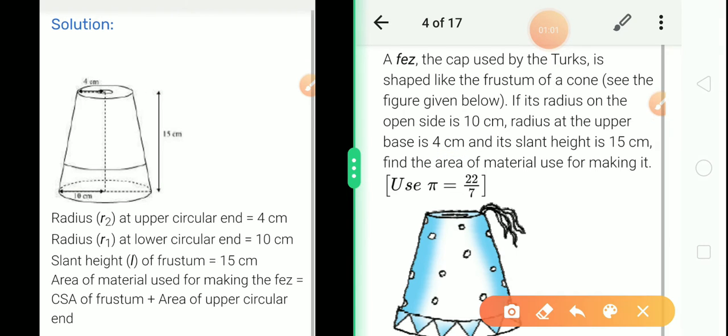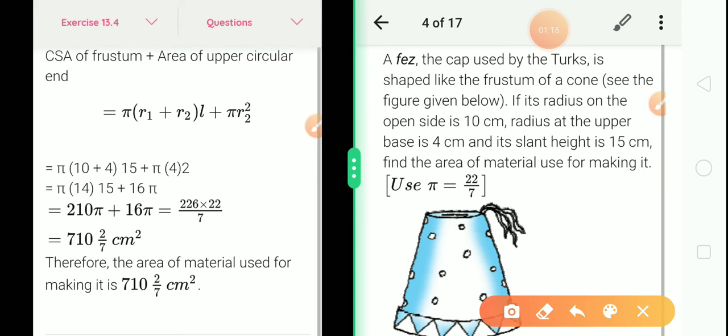So CSA plus top. So area of material used for making the fez is CSA of frustum plus area of upper circular end. Okay. So total area is CSA of frustum plus area of the upper circular base, that is CSA is pi into r1 plus r2 into L, and area of upper circular base is pi r square. Okay. So substitute the values of r1, r2 and slant height. So in this step, pi into 10 plus 4 into 15 plus pi into 4 square. This is square, not 2.